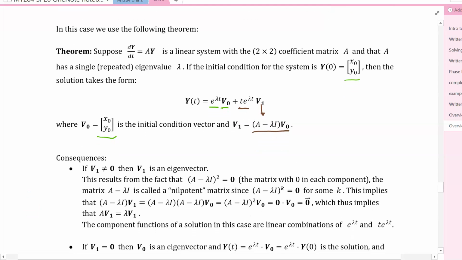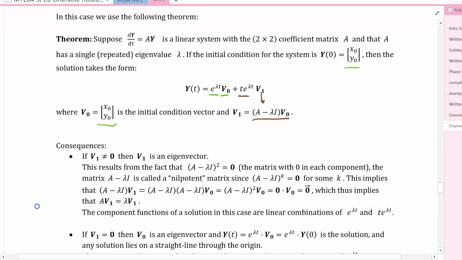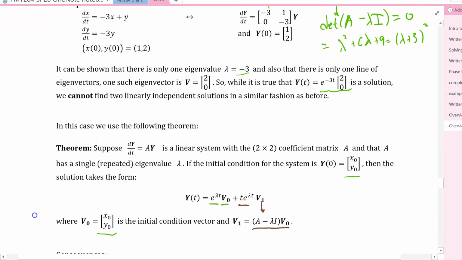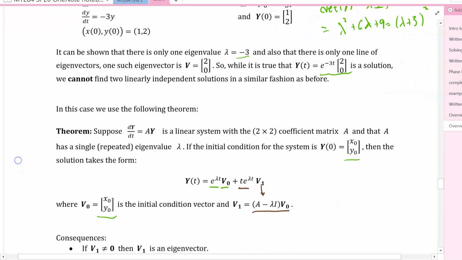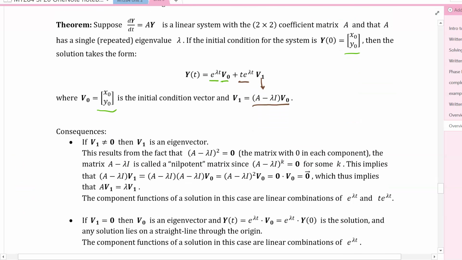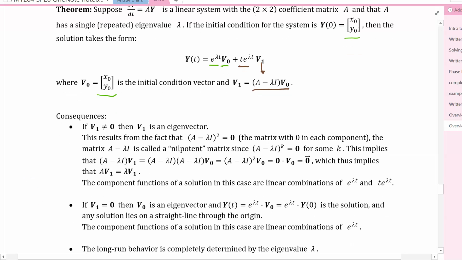Now there's some consequences of this, and this is a little different than the method that we've gone through in some of our previous cases, but we have to have some kind of different method here because, as we illustrated above, there's only one straight line solution. We can't build it up using a linear combination of two because we can only find one straight line solution using our eigenvalue and eigenvector approach. Now a few consequences. This new vector v1, if it's non-zero, then that vector will be an eigenvector.